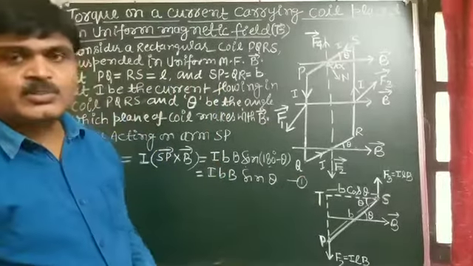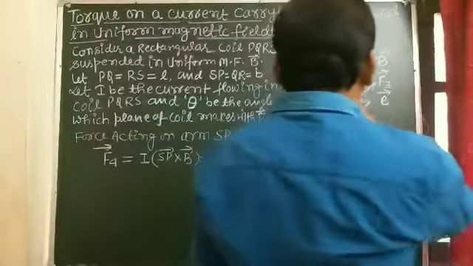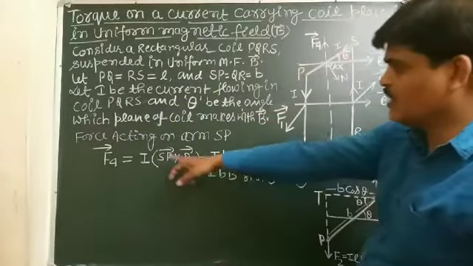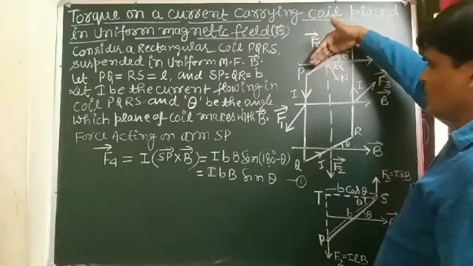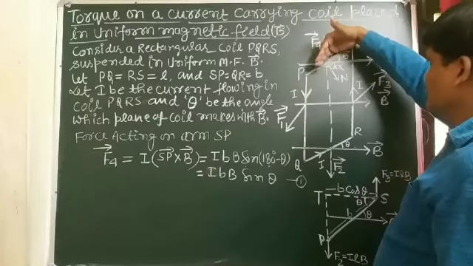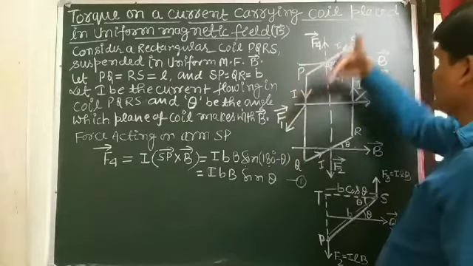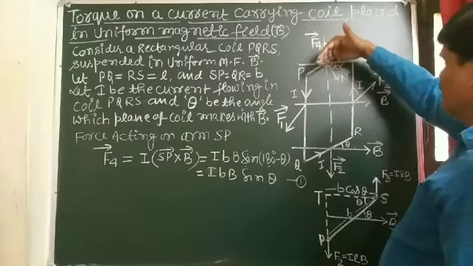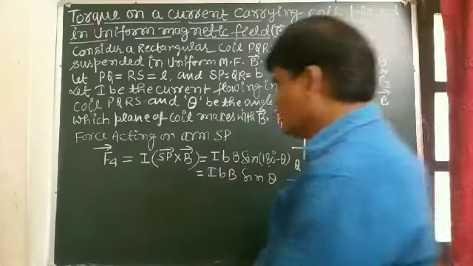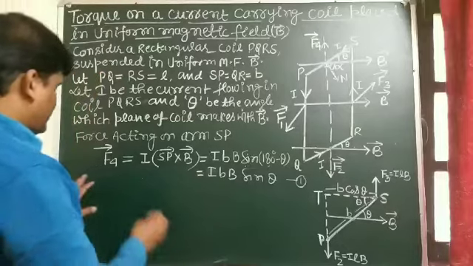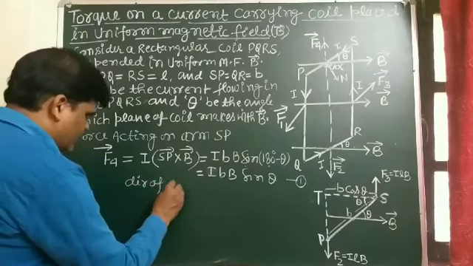And the direction of this force can be determined by the right hand thumb rule or vector product. So the first vector is SP. So our stretched finger points in the direction of SP and we rotate the stretched finger towards the direction of the magnetic field, then the thumb will give the direction of the force. So the direction of the force acting on the arm SP is outward.